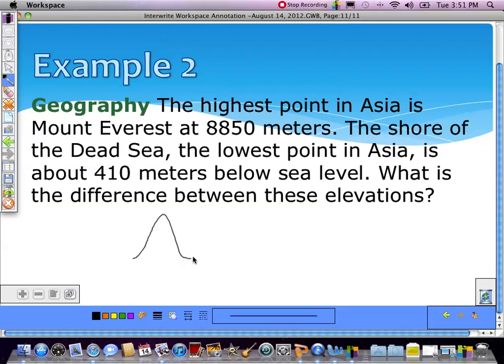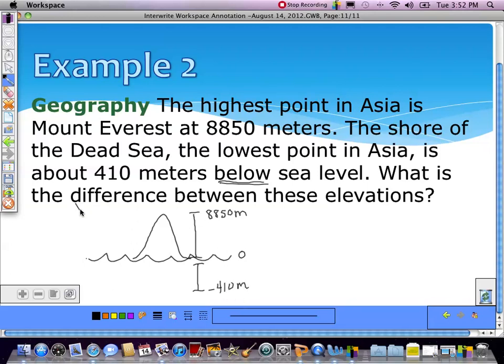Everest. And it tells us that Mount Everest is 8,850 meters high. The shore of the Dead Sea, the lowest point in Asia, is about 410 meters below sea level. So let's just pretend that this is sea level, and sea level would represent 0 if this were a number line, a vertical number line. And the lowest point is 410 meters below sea level. Now, because I'm working below 0, this is going to be a negative integer, so negative 410 meters.